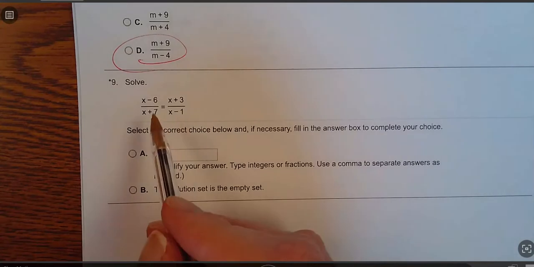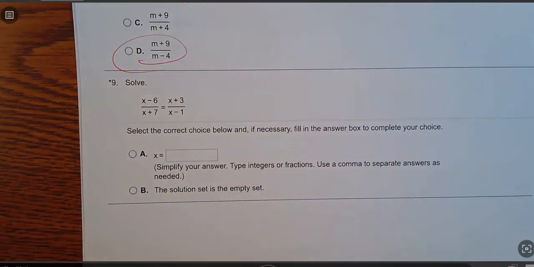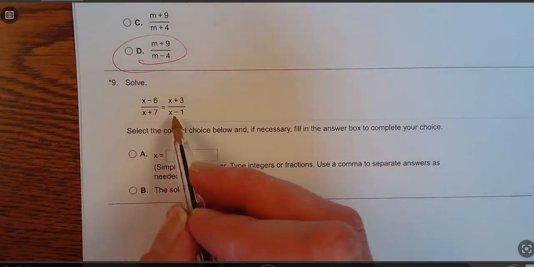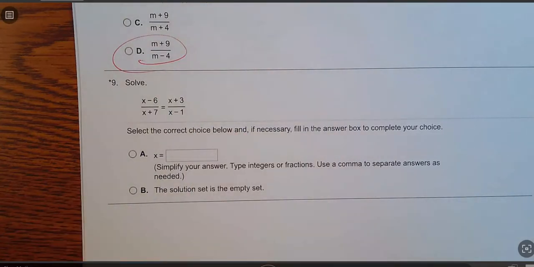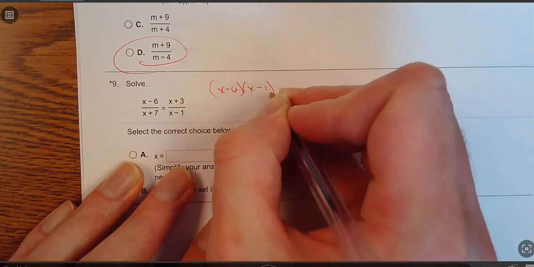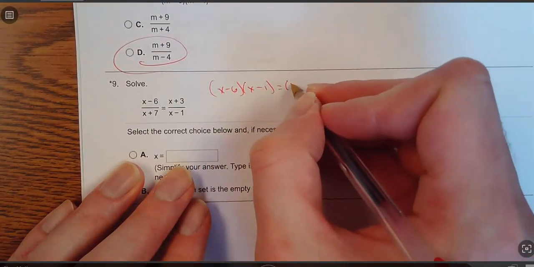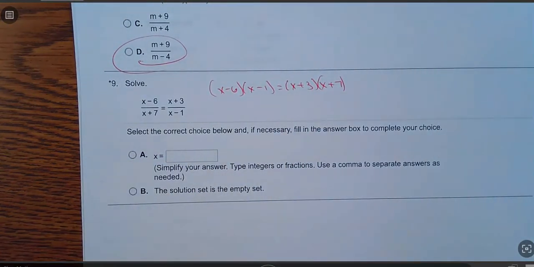I noticed that they don't share any factors in common. If the denominators share no factors in common, and you have just two fractions, this whole side of the fraction, this whole side of the fraction, you can do cross products and set them equal. Or you can multiply everything by x plus 7 times x minus 1. Either way you do it, you're going to be taking x minus 6 times x minus 1, and you're setting that equal to x plus 3 times x plus 7. The work's going to look the same no matter which way you do it.